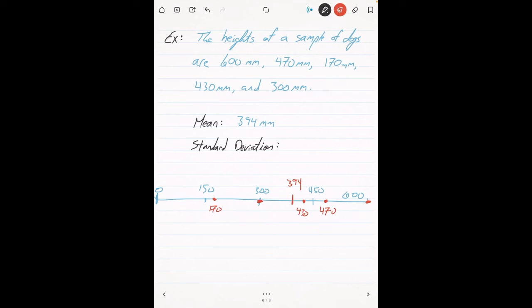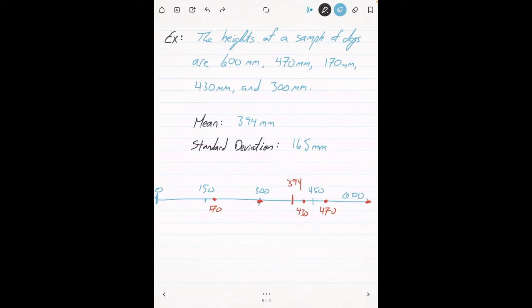The standard deviation of this sample of dog heights. Again, there is a specific formula for this, okay? We're not going to get into all of that. The standard deviation, and I'm rounding this value, is 165 millimeters, okay? That's the standard deviation for the sample of dog heights.